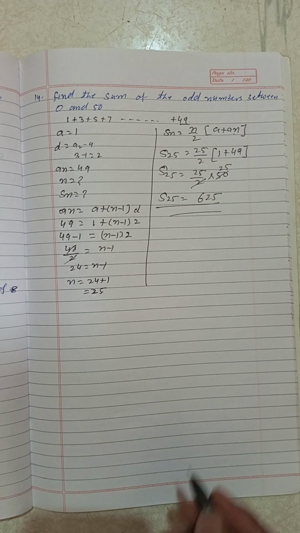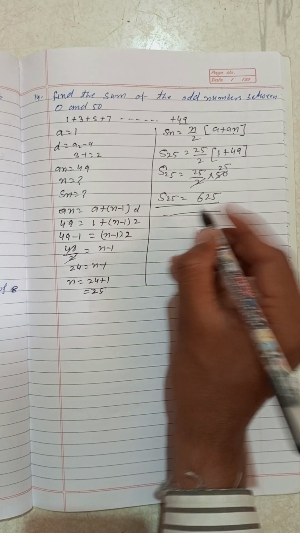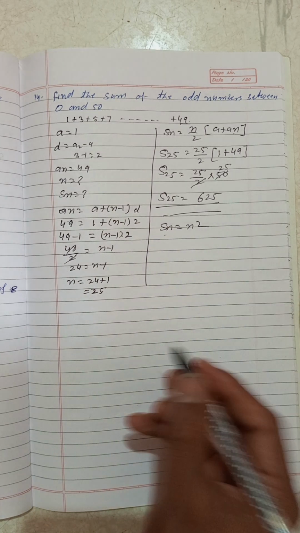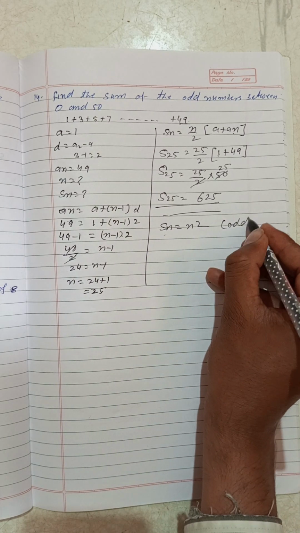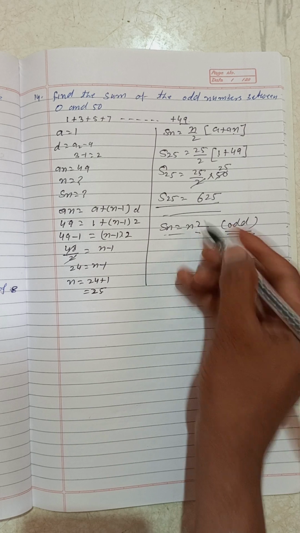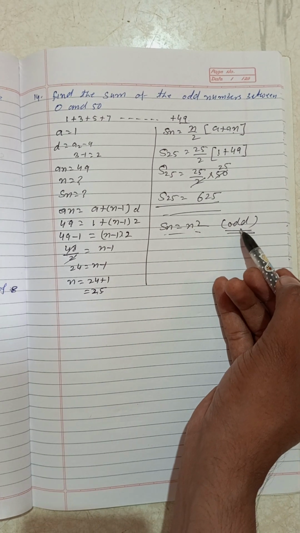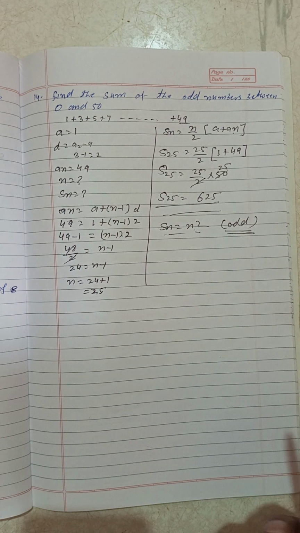Before that also, I said one formula: Sn is equal to n squared for odd numbers, starting from 1. So how many terms are there? 25. So 25 squared, how much does it become? 125, 625, sorry.